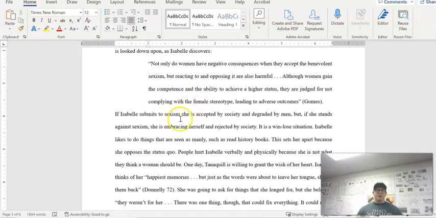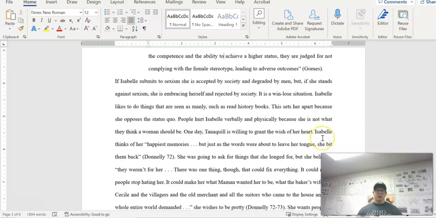All right, if Isabel submits to sexism, she's accepted by society and degraded by men. But if she stands against sexism, she's embracing herself and rejected by society. So it's a win-lose situation. Okay, good.